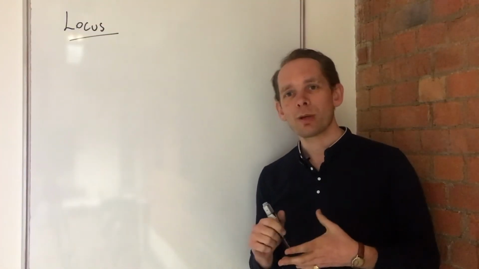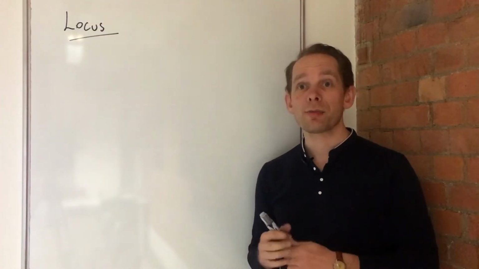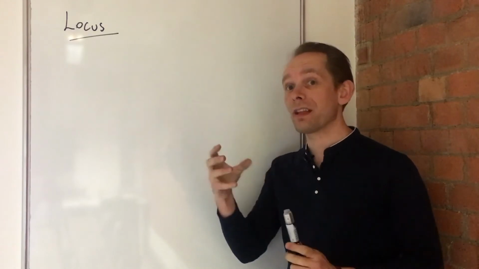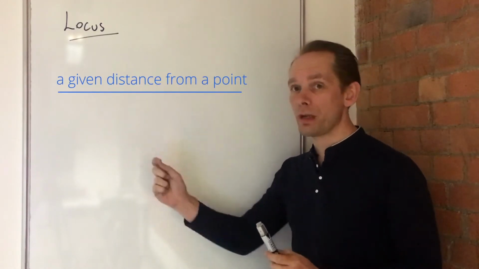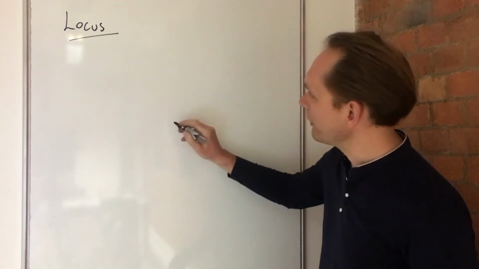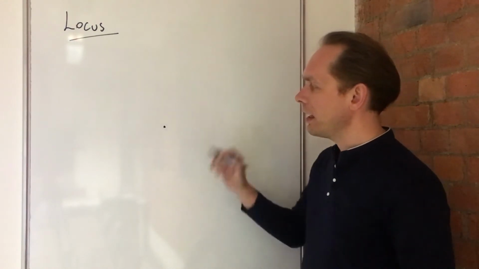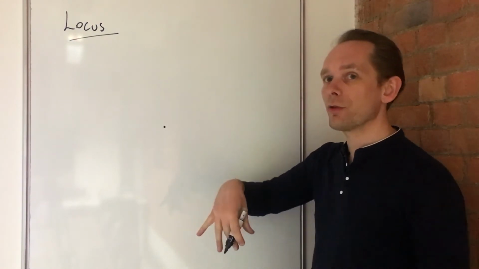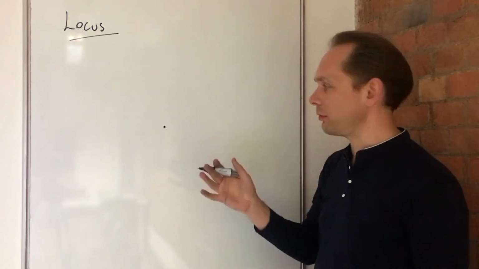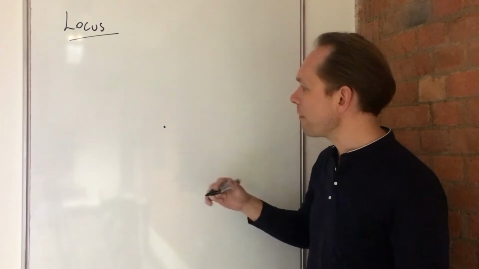Hi, this is going to be a very quick video on the topic of locus. We're looking at the locus of points that are a given distance from a point. So let's imagine we've got a point A, and then we want to show the locus of all points that are 3 meters or 3 centimeters, or it doesn't matter, from that point.